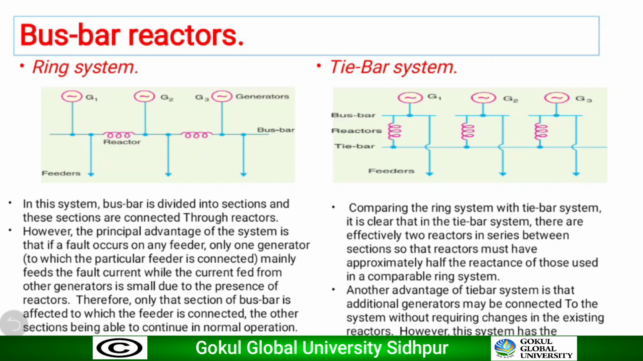Another advantage of the tie bar system is that an additional generator may be connected to the system without requiring a change in the existing reactor. However, this system has the disadvantage that it requires an additional busbar, that means the tie bar. In the tie bar system, generally we need one busbar called the tie bar.